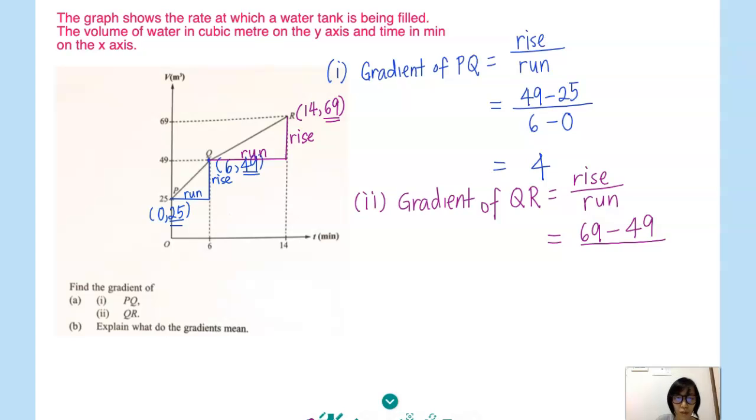And let's see what the run is. The run would be the x-coordinate of R minus the x-coordinate of Q, which is the horizontal difference. So that will be 14 minus 6. So we're going to have 20 over 8, which gives me 2.5. All right, so we already have part A.